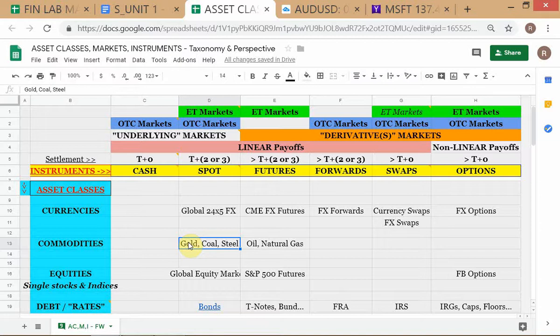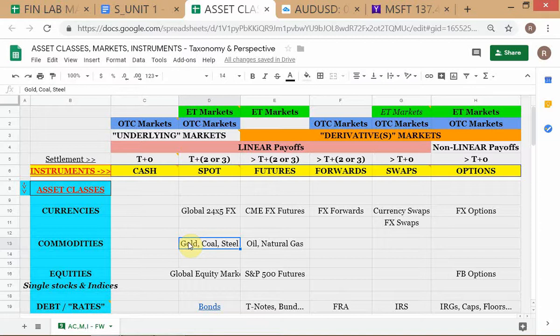At the intersection of asset class and instrument, you have to visualize all the possible markets that could exist. Are you following? You can play back this video and try to understand this. It's important to understand this framework. It will help you make sense of all the different markets and instruments that exist in the world. Otherwise it gets very confusing. So the framework will help you to make sense of it.